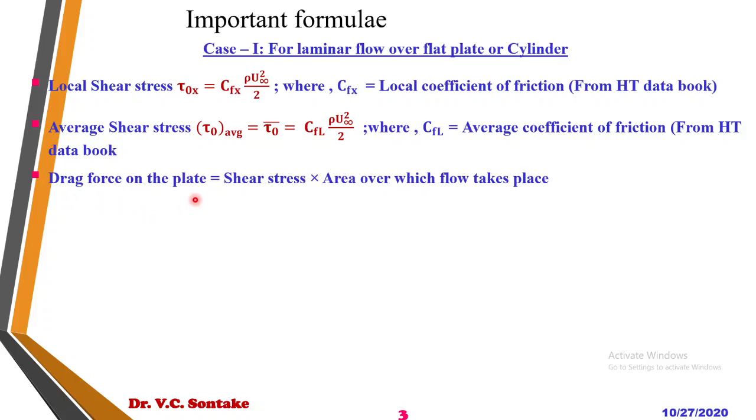The drag force on the plate. See what is happening whenever a fluid is flowing over the plate. It causes a friction force, and because of that it tries to move the plate or surface in the direction of flow. That is called drag force. And it is given as shear stress into the area over which flow takes place. So drag force is nothing but shear stress into area, and mathematically drag force Fd is CFL into rho u infinity square over 2 into area.